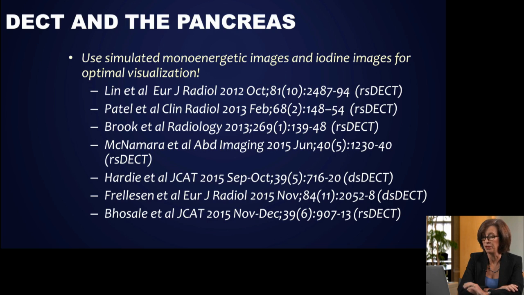Others have found the same thing, so I'm listing for you here different publications that talk about pancreas pathology. Some are pancreas adenocarcinoma, some are pancreatic endocrine neoplasms, and you can see that there's agreement early on with the rapid switching modalities, but even now, even the dual source, dual energy CT folks are looking at monoenergetic images to look for pancreatic adenocarcinoma and other pathologies in the pancreas.